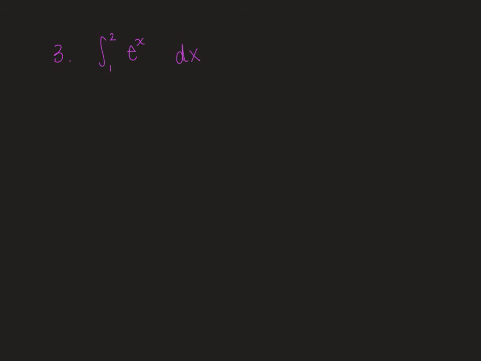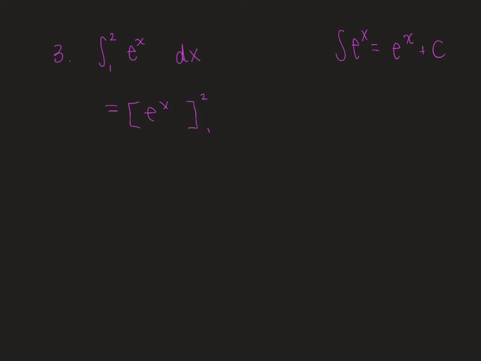I wrote it on the wrong page. So the integral of e to the x equals e to the x plus c. Now we have it on the right page. So let's work on this. So we have to first find our integral. So we just talked about it. The derivative and the integral of e to the x is just e to the x.